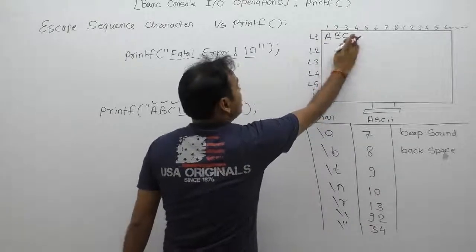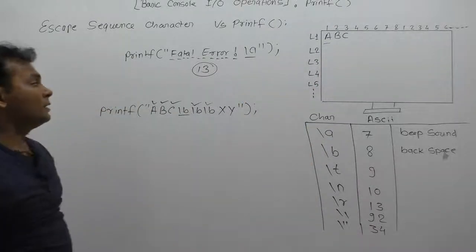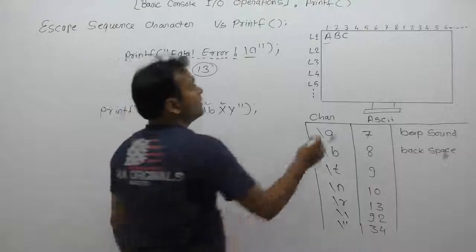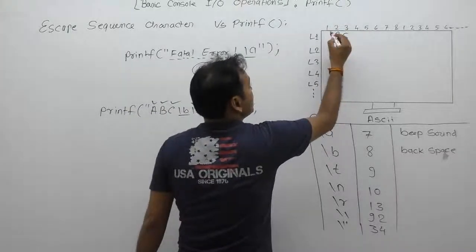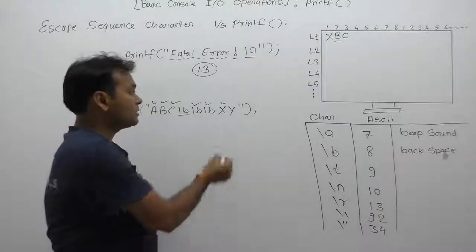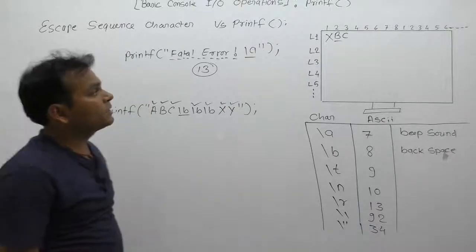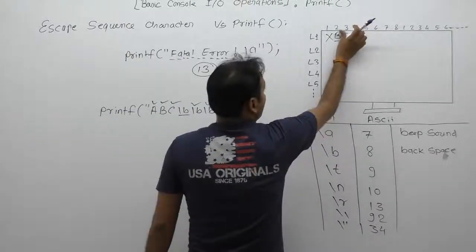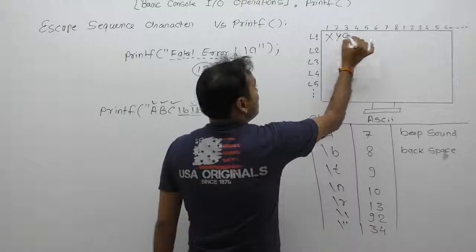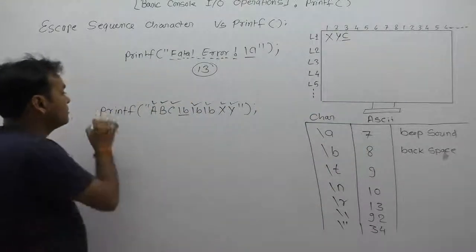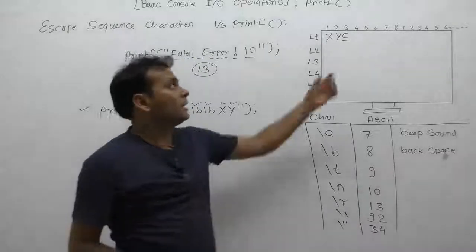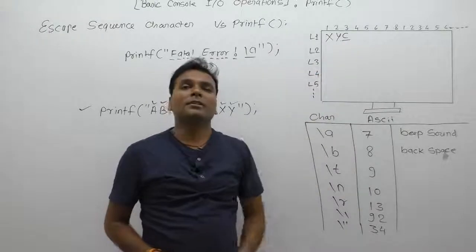Now the cursor will be pointing at the first character of the current line. After that, X. X is a printable character, therefore X is printed in the current position of the cursor. Here X is displayed and the cursor will move to the next position. Next one, Y. Y is also a printable character, therefore Y is placed in the current position. After that, the cursor will be pointing at the third position, C. This is the output of this printf function according to the escape sequence character slash B. X, Y, C, and inside that the cursor is blinking.